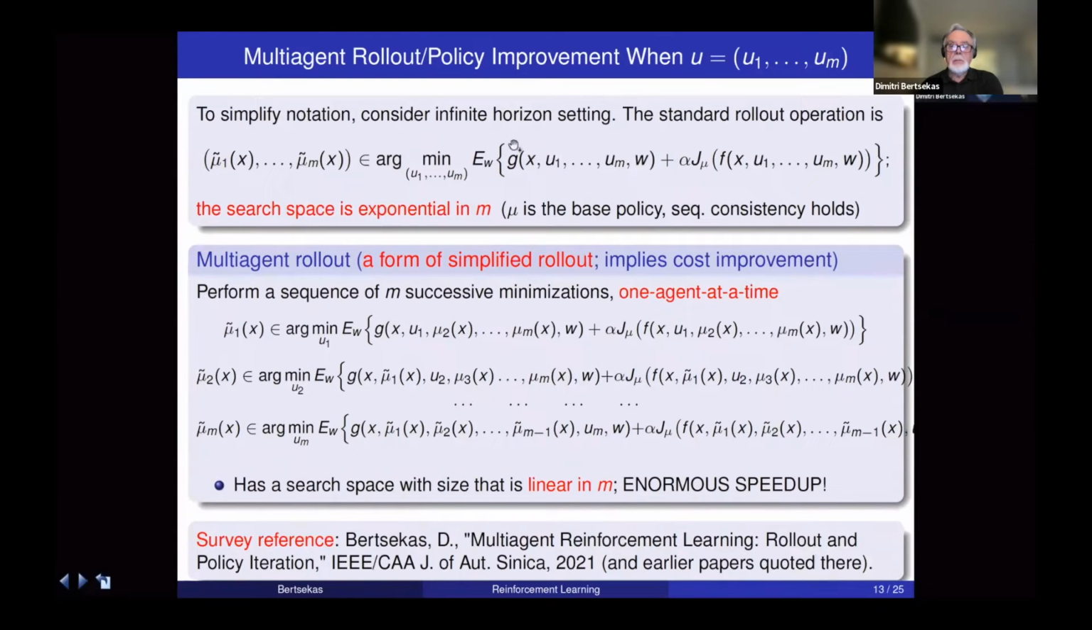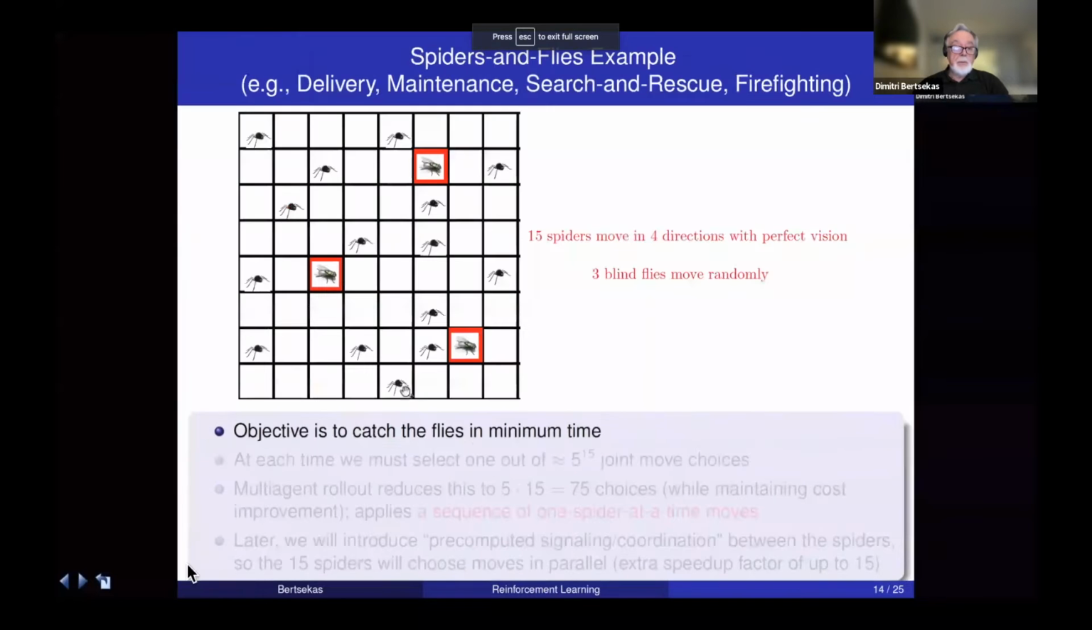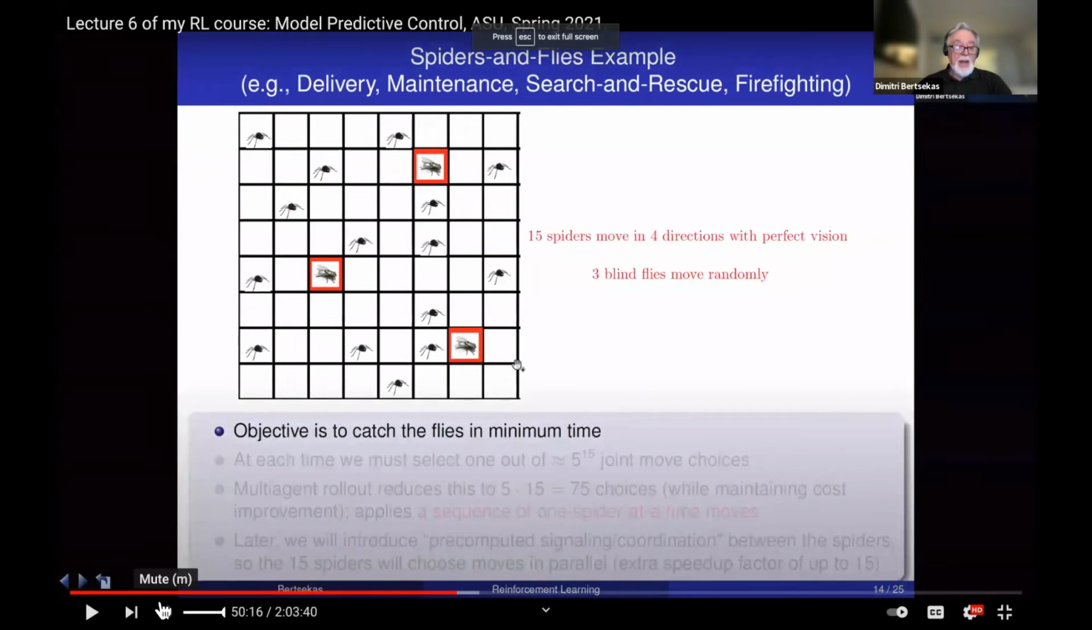Okay, so are there any questions on what we do in multi-agent rollout in this one agent at a time process? Let me just pause the video here and ask for questions. Do you have some questions about multi-agent rollout?